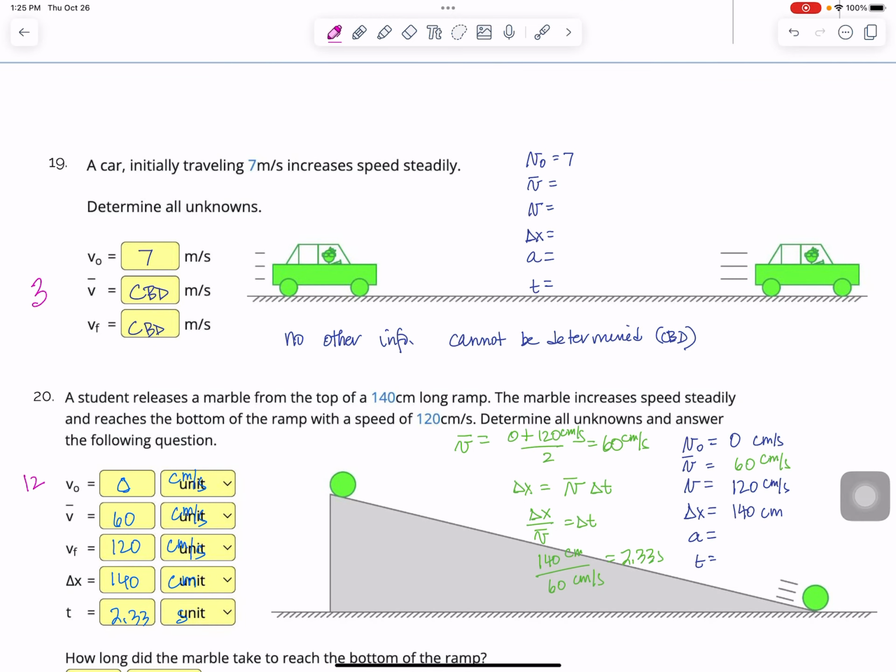Okay, car initially traveling 7 meters per second. I have my variable list. The only thing I can fill in is 7. I should put in my meters per second. And so that is not enough information to tell me anything other than the initial velocity, because literally nothing else is filled in.